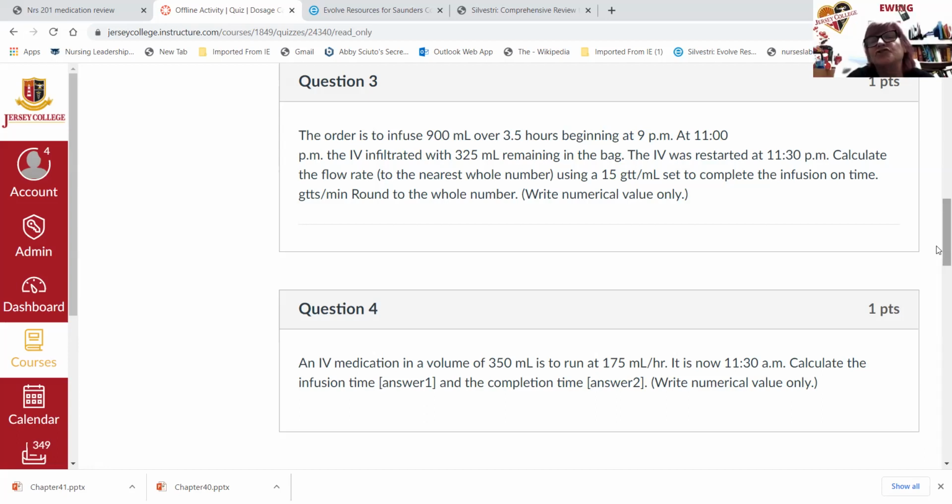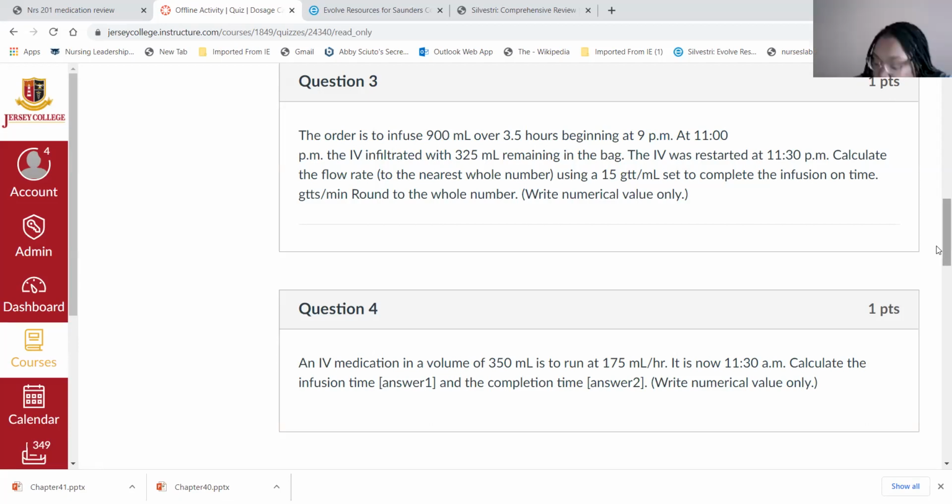Okay, so our bag started at 3.5 hours, right? And it went from 9 to 11, which is 2 hours. So 3.5 minus 2 leaves me 1.5 hours, right? Right. My calculation of 1.5 hours is 60 plus 30. So that's 90 minutes, right? 90. And then we have 325 mLs in the bag. So that's our total volume, 325. Our time is 90 minutes.